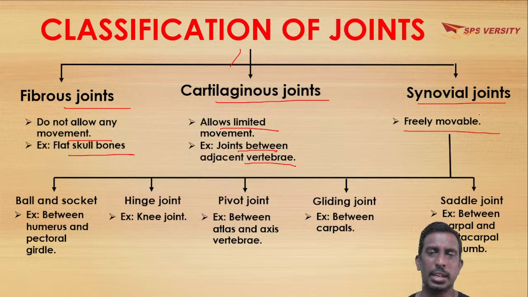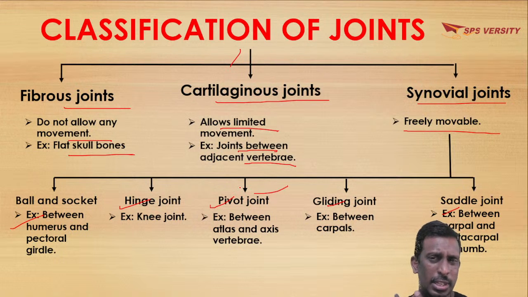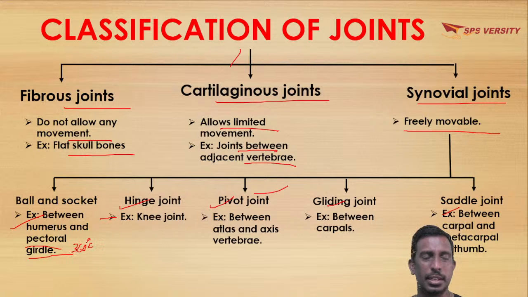Based on their location and function, there are different types of synovial joints: ball and socket joint, hinge joint, pivot joint, gliding joint, and saddle joint. The ball and socket joint is present between the humerus and the pectoral girdle, where we can rotate the hand through 360 degrees.